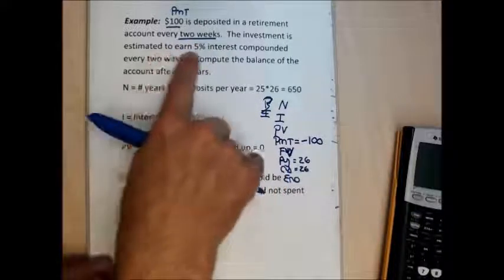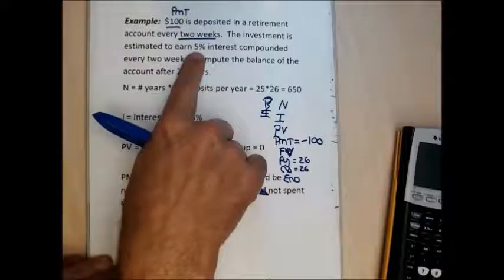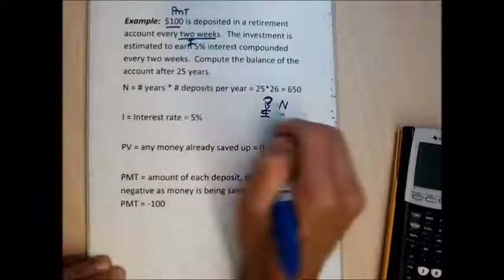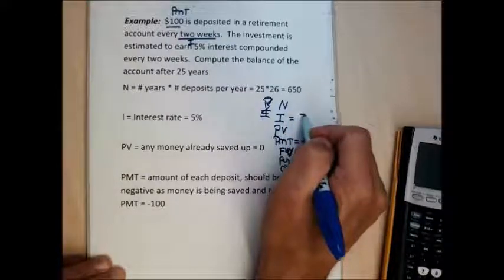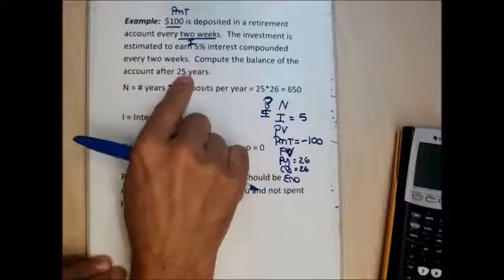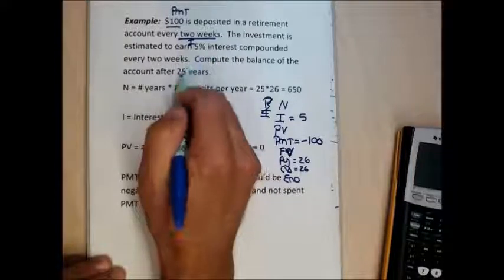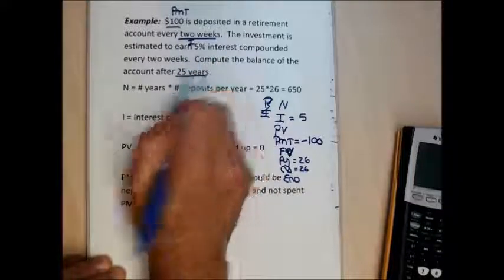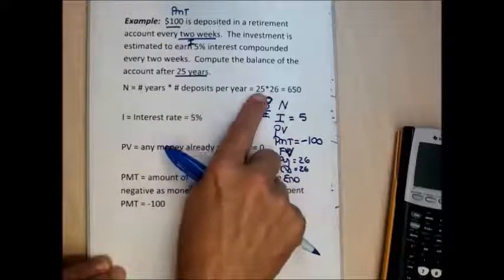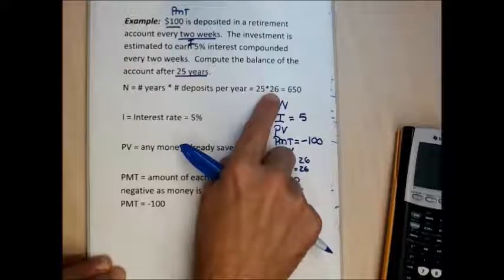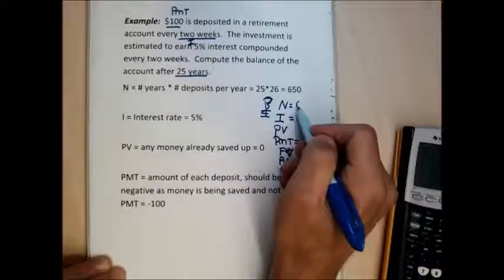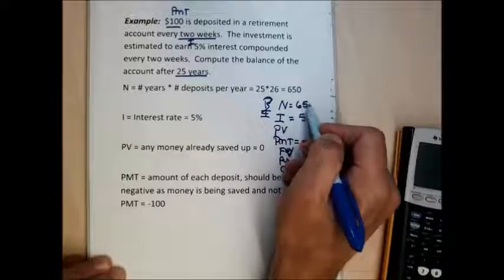The investment is expected to earn 5% compounded every 2 weeks. So that I is going to be 5%. The every 2 weeks is just kind of a repeat again. And then it says compute the balance after 25 years. Well, this is going to help me get the N. The N isn't the number of years, it's the number of deposits. And so I'm going to take the number of years times the number of deposits per year to get the N. So I did 25 times 26 and got 650 for the N.